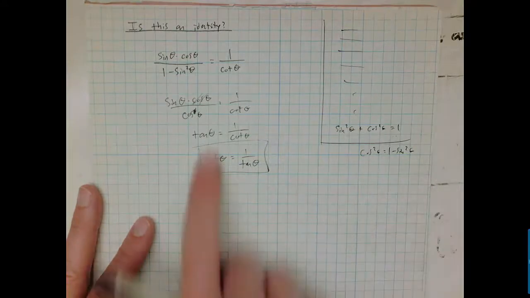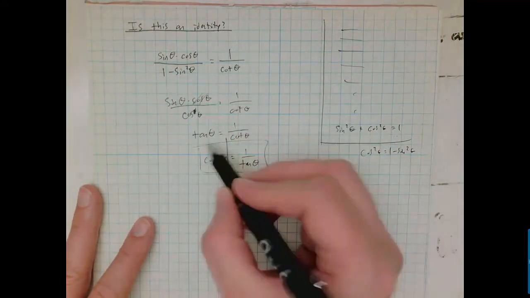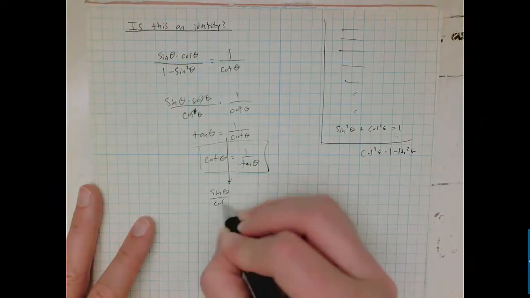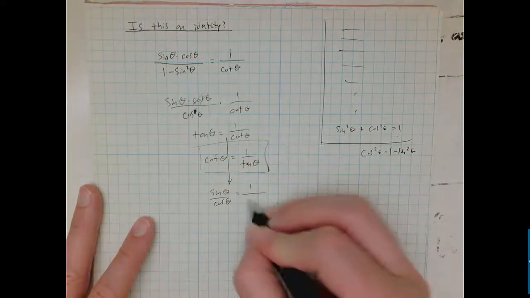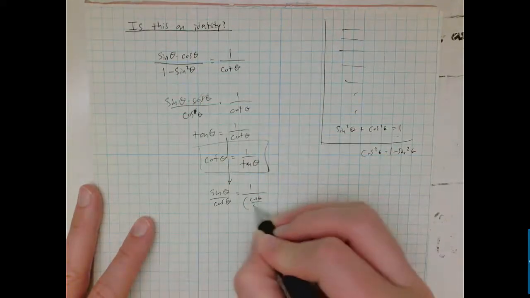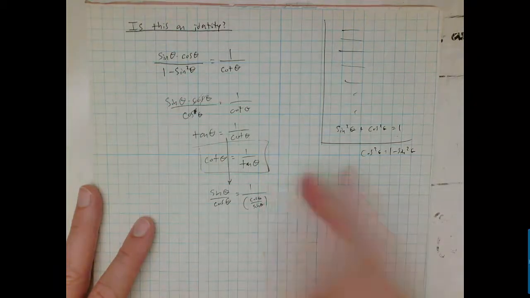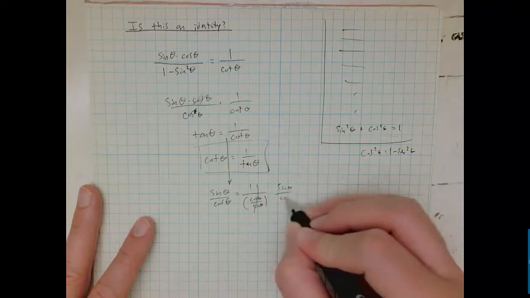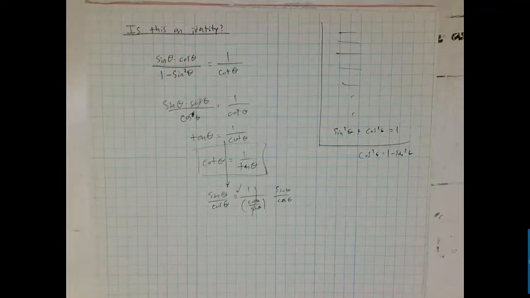Or if you wanted to, you could write this all in terms of sine and cosine. So let's turn tangent back into sine over cosine. Let's have 1 over cotangent be 1 over cosine over sine. And now on the right-hand side, we can multiply by the reciprocal, giving us sine over cosine. And now we see the two sides are the same, and we've demonstrated the identity.